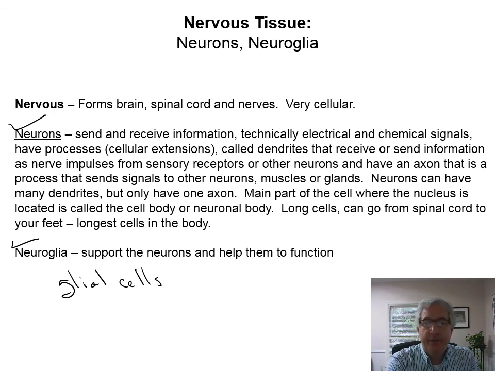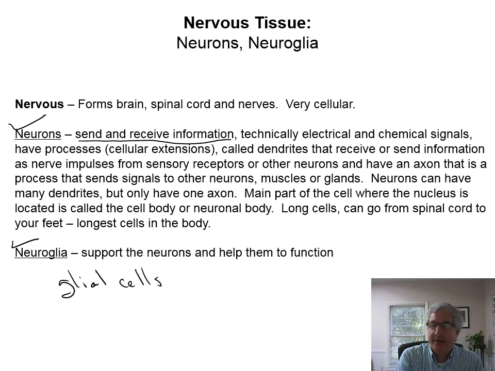Neurons are kind of the star of the show. They're the big important ones. They send and receive information. Electrical and chemical signals are how they send and receive information. They have processes, which are cellular extensions. They reach out and touch other cells. Those extensions are called dendrites that receive or send information as nerve impulses from sensory receptors or other neurons.